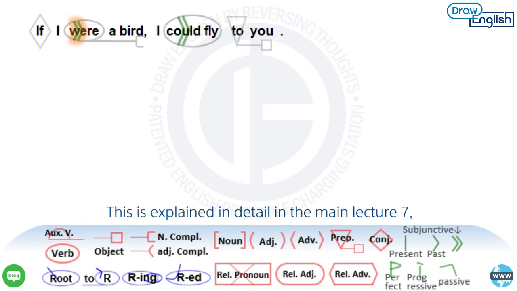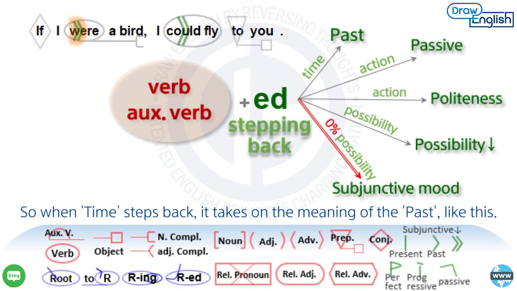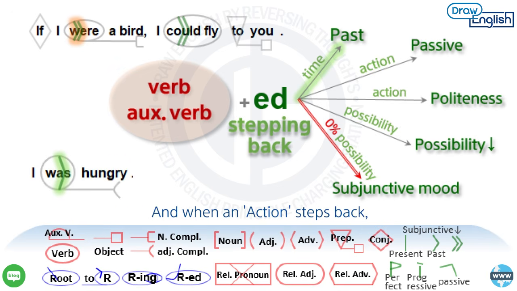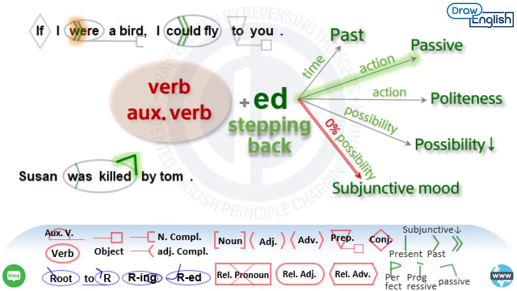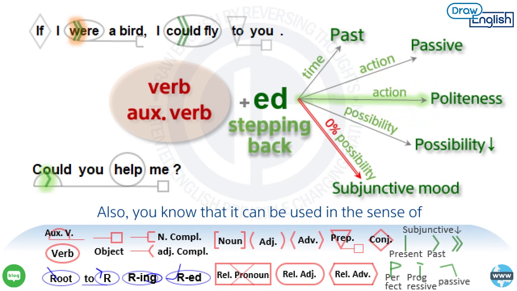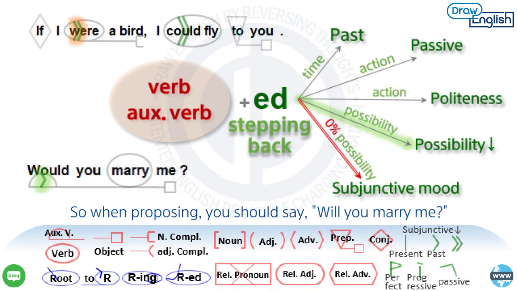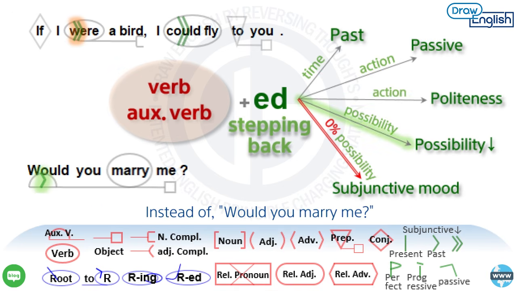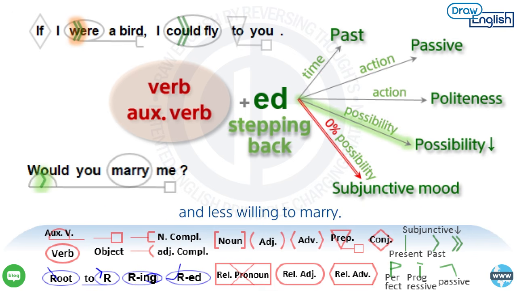This is explained in detail in the main lecture 7, but using ed to form the past tense in English implies a stepping back. So when time steps back, it takes on the meaning of the past like this. And when an action steps back, it takes on the meaning of the passive voice like this. Action stepping back can also imply politeness, right? Also, you know that it can be used in the sense of possibility stepping back, right? So when proposing, you should say, "Will you marry me?" instead of "Would you marry me?" because the latter makes you seem less confident and less willing to marry.